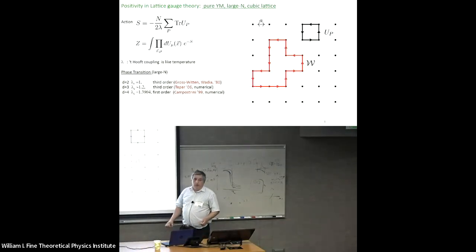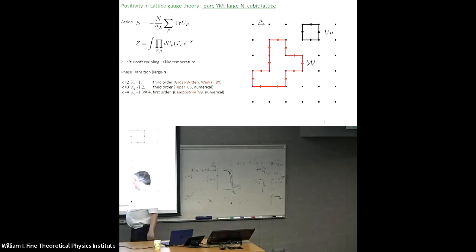And we want to compute those without doing the integral, once again in the large N limit. And this can be done with Monte Carlo. Some results: well, this is exact. I should say that in two dimensions, by a correct choice of gauge, you can reduce it to a single plaquette model. So that's the 2D case of Gross-Witten and Wadia. In 3 and 4 dimensions, you can do Monte Carlo. For example, Teper and Campostrini found that at large enough N there is a phase transition, third order and first order.